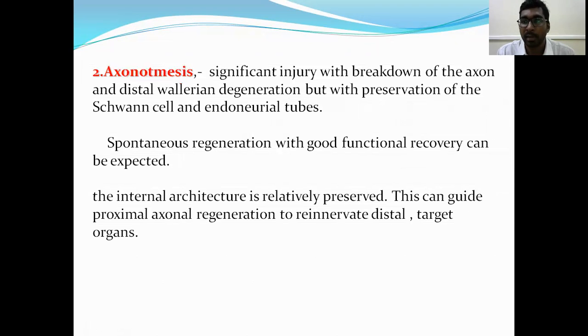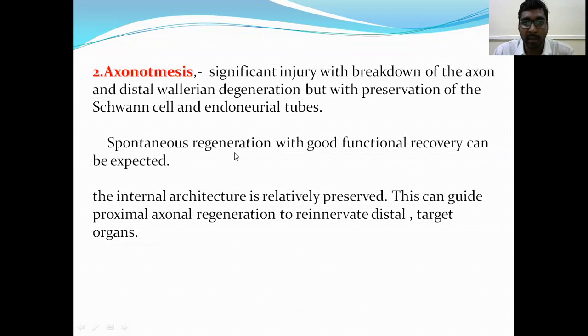Axonotmesis, the name itself says it: the damage of the axon occurs. A significant injury with breakdown of the axon and distal Wallerian degeneration. Here the axon is damaged, but with preservation of the Schwann cell and endoneurial tube. So the inside axon is damaged, but the surrounding Schwann cell and endoneurial tube are intact.